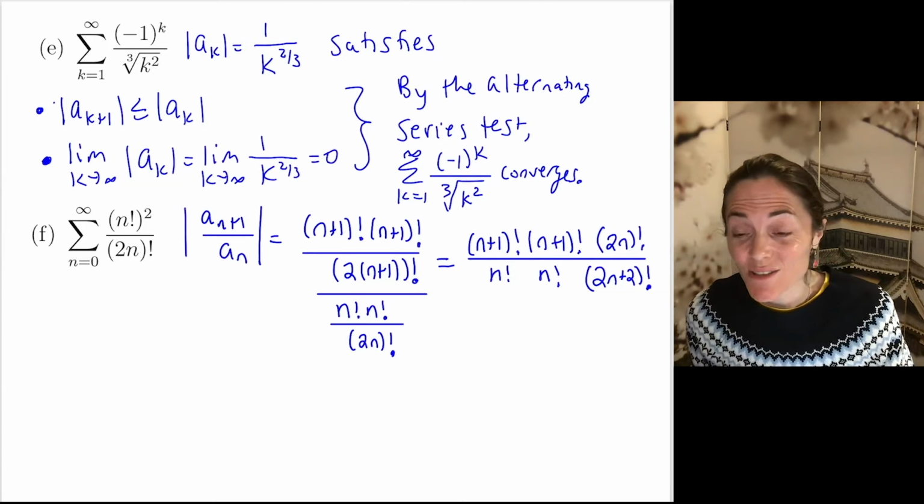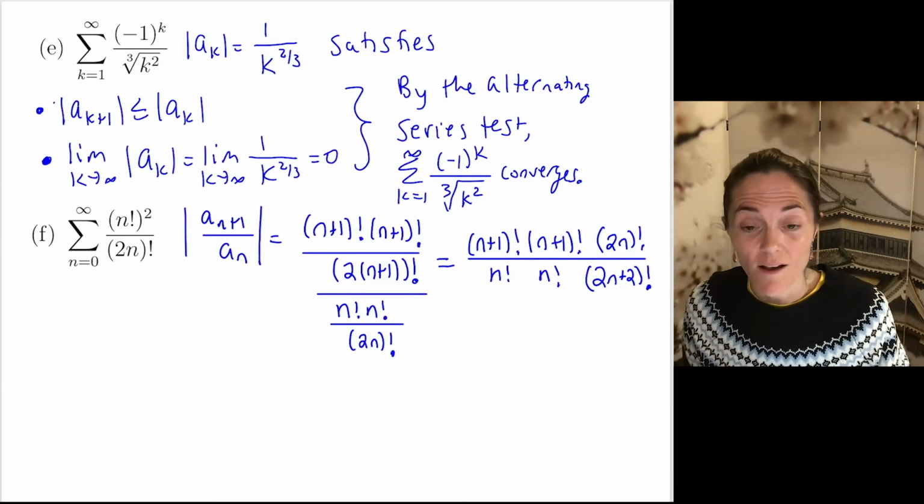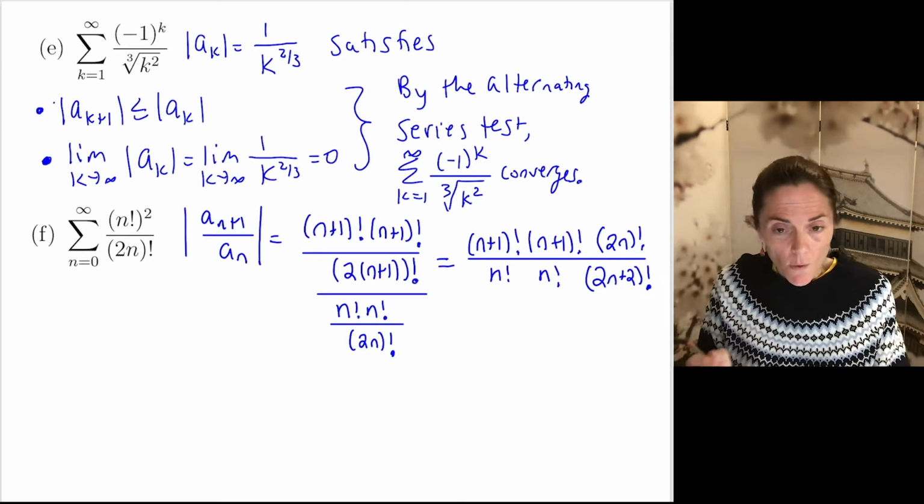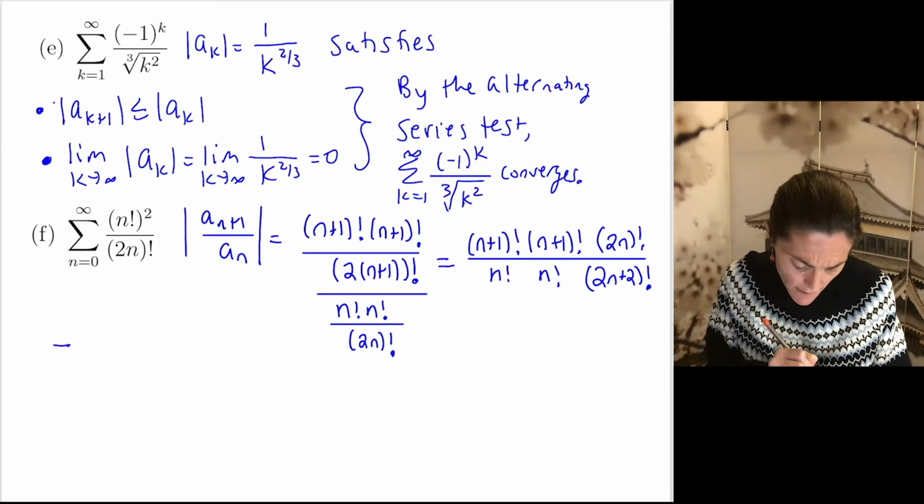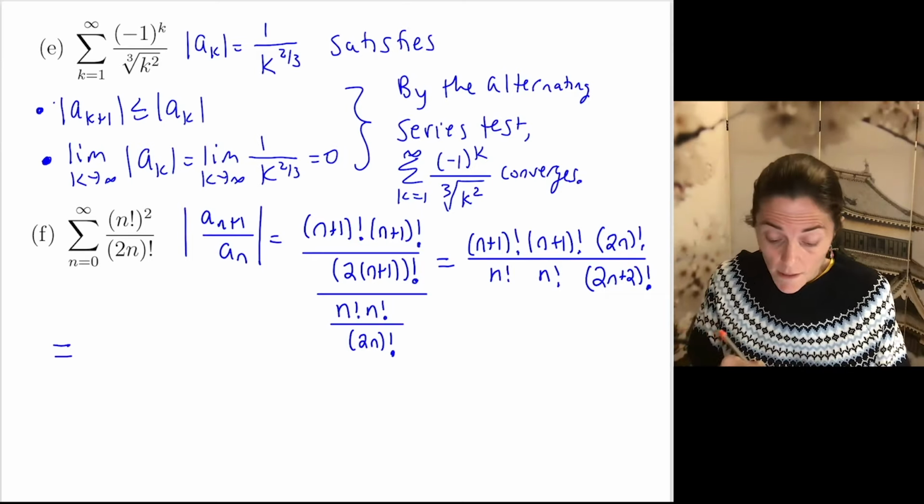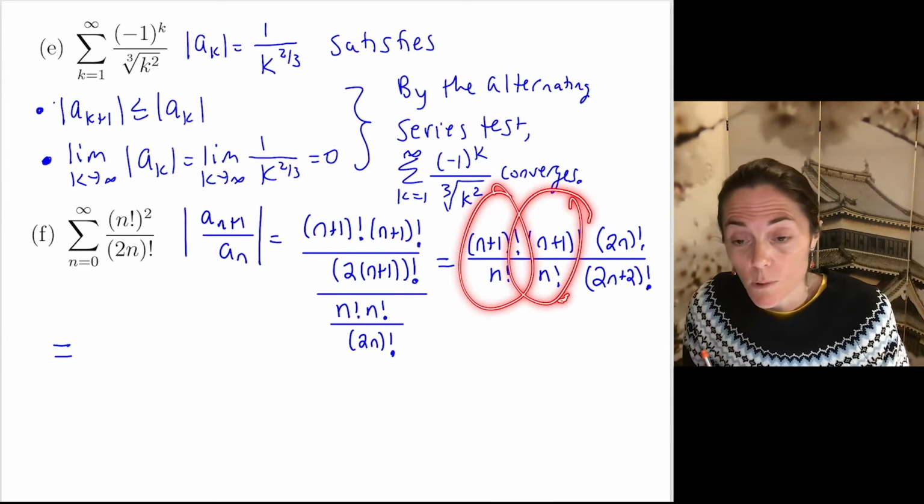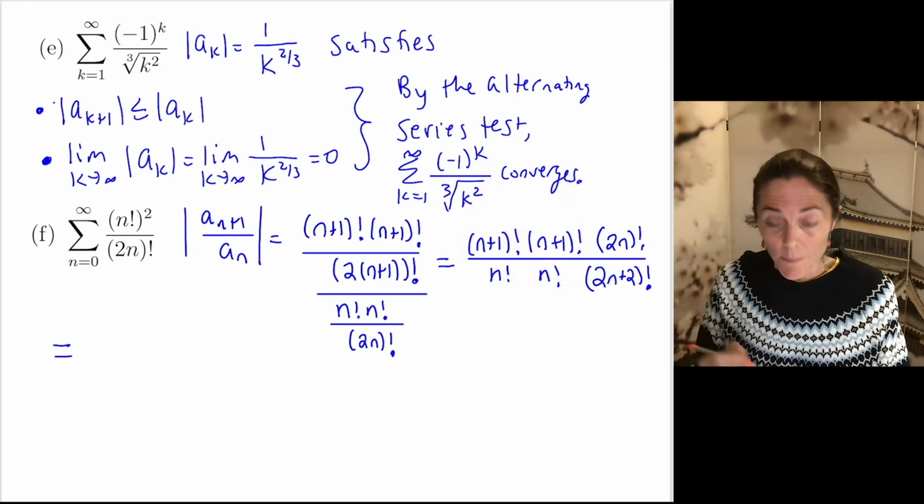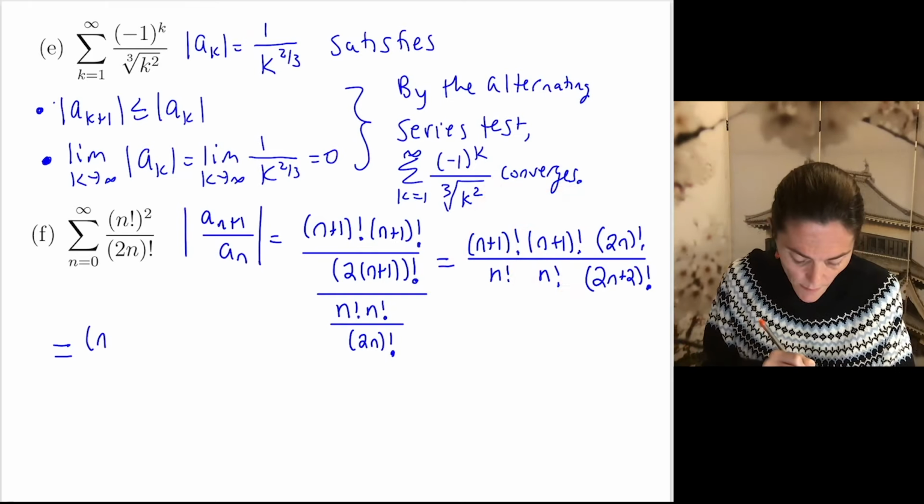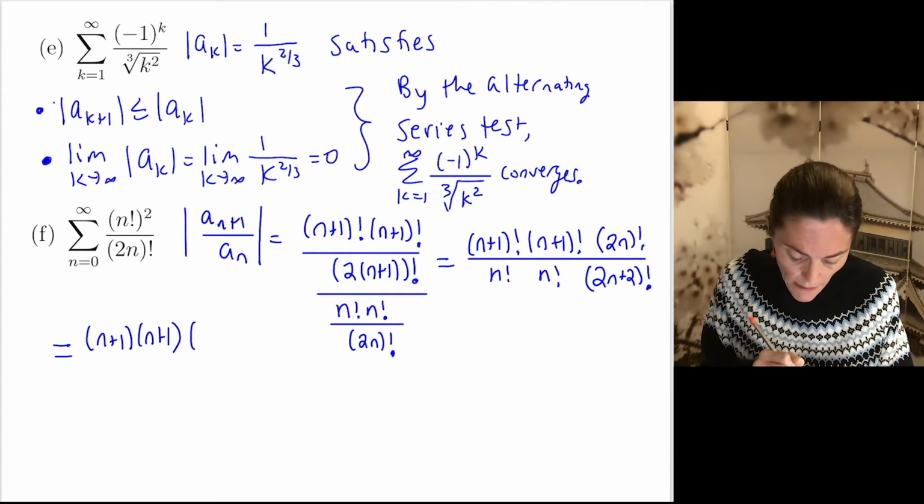Well, now I need to see what I can cancel off before I take a limit. So let's move down to the next line. (n+1) factorial over n factorial, this we have practiced multiple times. We just get an (n+1) in the numerator. So I will have n+1. I will have n+1. And then for the moment, let me just write this.